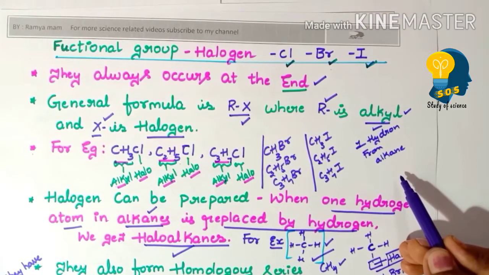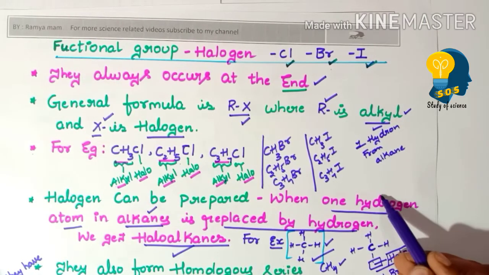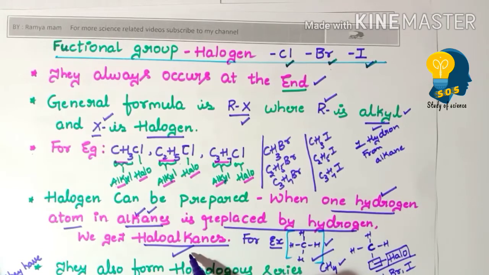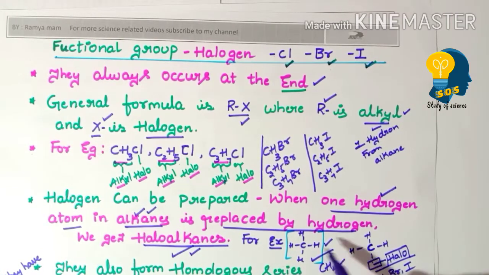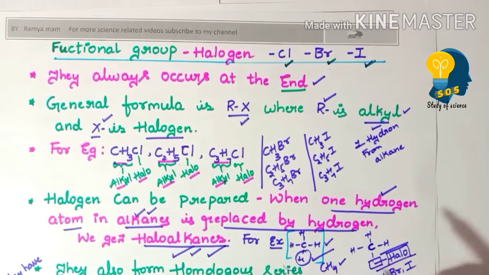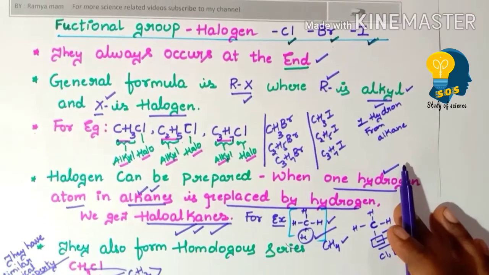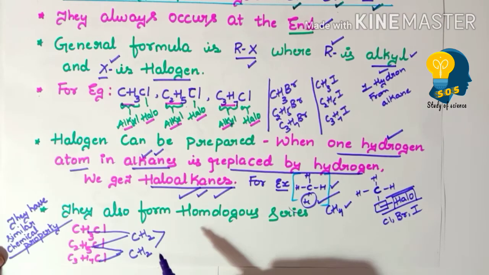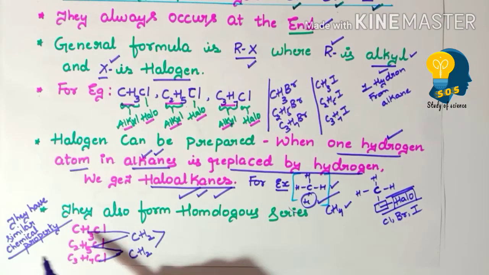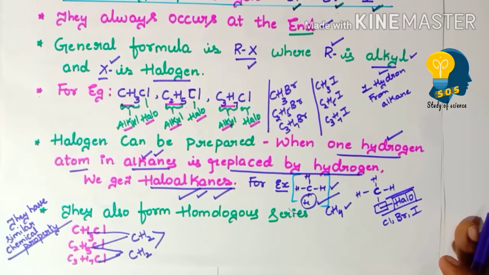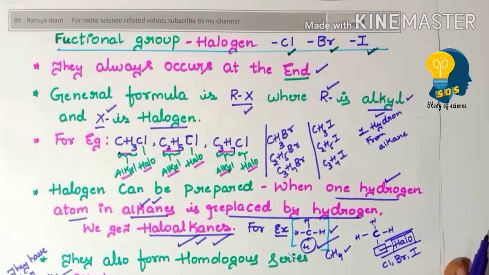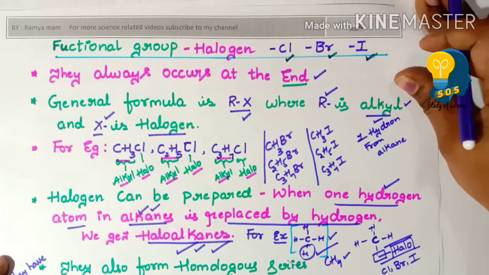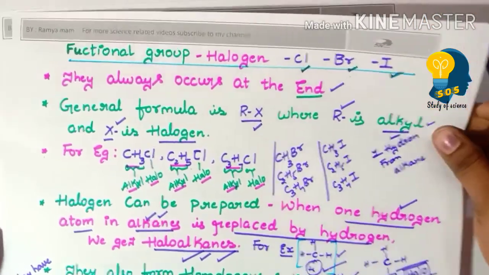And how do we get the haloalkanes? By removing one hydrogen from the alkanes, we get the haloalkanes. Here I have shown our alkane group. By removing one hydrogen, I am going to replace it with the halogen group. So then I got the haloalkane group. And these halogen groups also form the homologous series when we write them in order, and they have similar chemical properties. Clear? So now let us understand the IUPAC naming of the functional group halogen.